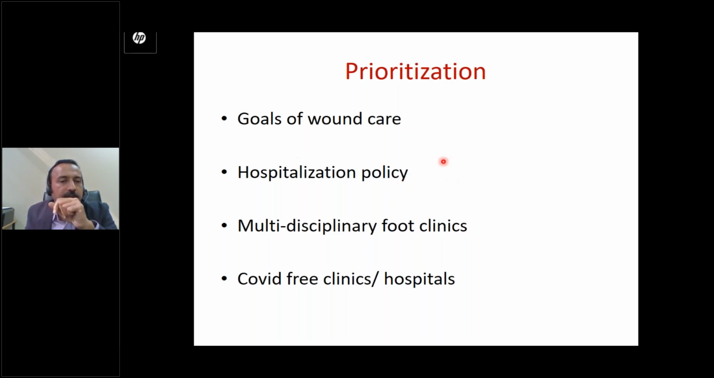Hospitalization policy: every diabetic foot patient need not be hospitalized, only when there are critical issues. Earlier the hospitalization policy was a bit more liberal. Even with some mild infections, we could admit them. But now because of the risk of COVID, the policy needs to be changed to triage these patients. So we call this triaging.